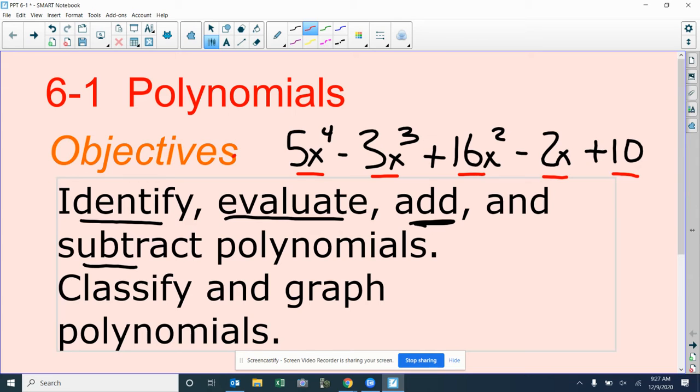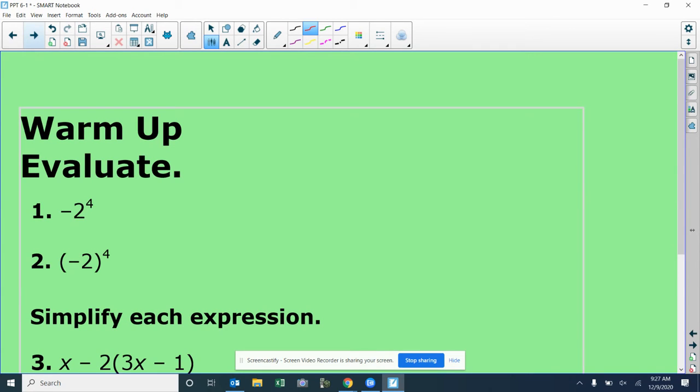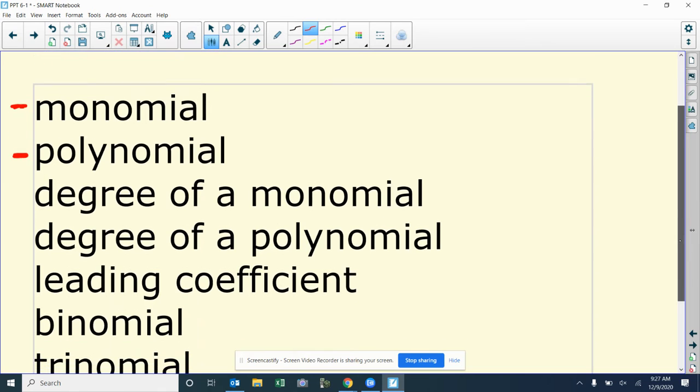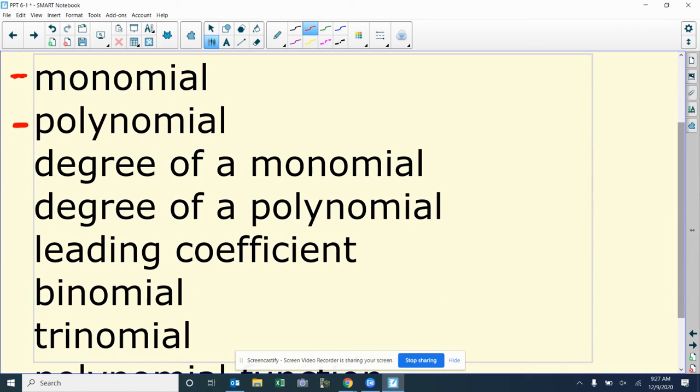So that's kind of what they look like. We're going to not do the warm-up today. Is that all right? I very rarely do. So we just talked about that. A monomial, a polynomial, the degree of a monomial. And the degree of a polynomial, we're going to figure out. The degree is the highest power.